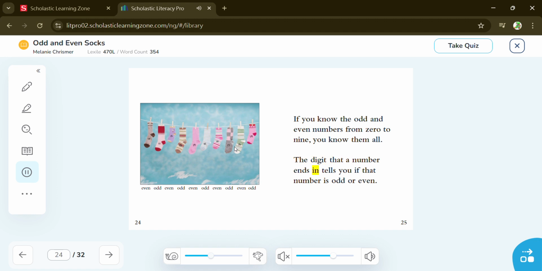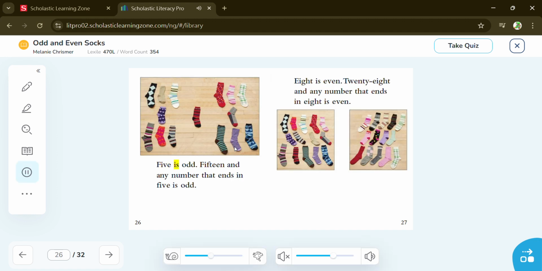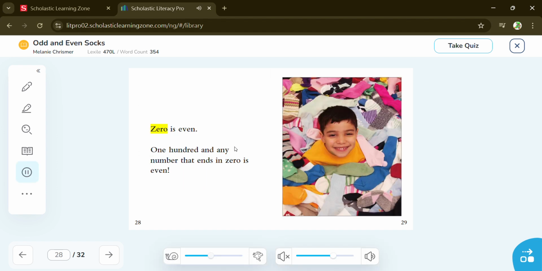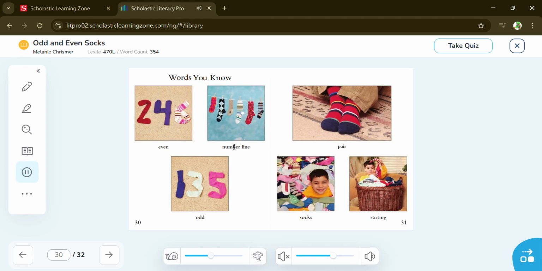The digit that a number ends in tells you if that number is odd or even. 5 is odd. 15 and any number that ends in 5 is odd. 8 is even. 28 and any number that ends in 8 is even. 0 is even. 100 and any number that ends in 0 is even.